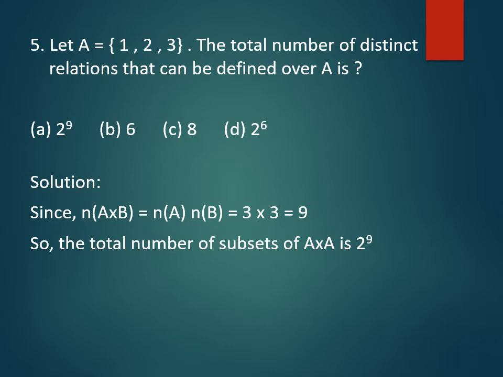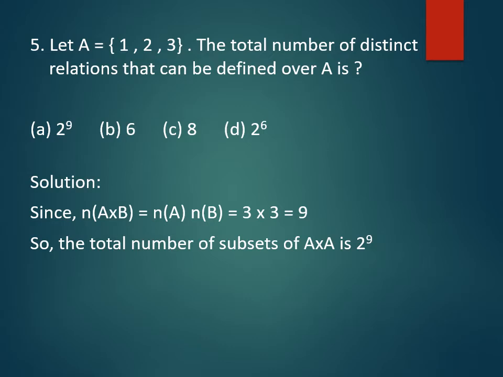For A cross B, the number of elements of A cross B is the number of elements of A into the number of elements of B. But here there is only one set A. Therefore, the number of elements of A cross A is the number of elements of A into the number of elements of A. So here the number of elements of A is 3. Therefore, 3 into 3, 9 elements.